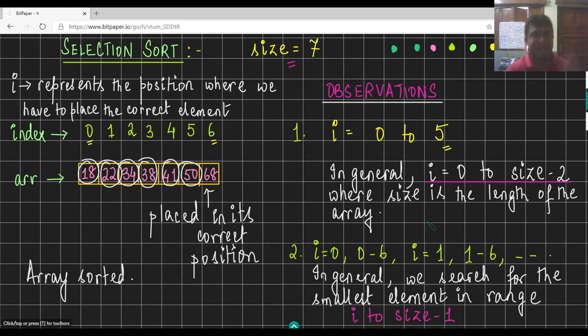Moreover, for every value of I, we were searching from I to size minus 1, because when I was 0, we were searching for the smallest element in the range 0 to 6. When I was 1, we were searching for the smallest element in the range 1 to 6. When I was 2, we were searching for the smallest element in the range 2 to 6. So in general, we search for the smallest element in the range I to size minus 1, right? So let's see the algorithm now.